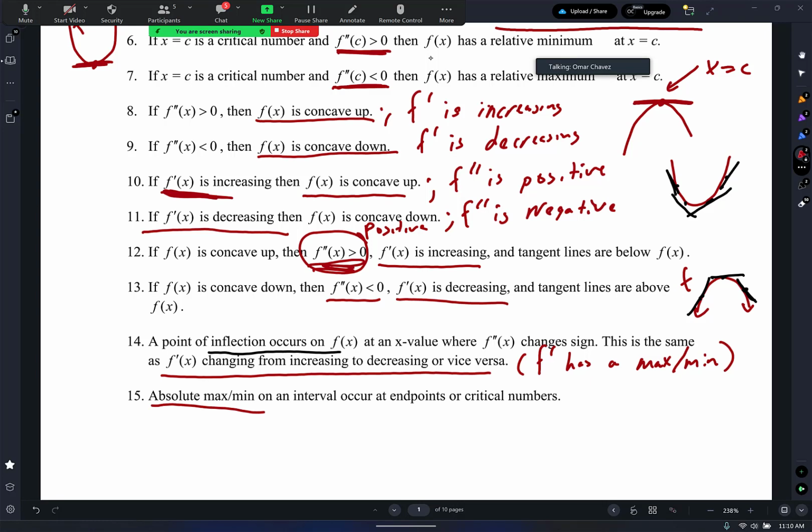And then absolute max min on the interval occurs at endpoints or critical numbers. So you can have an absolute max min at an endpoint. So that's why we always do a candidates test to check to see if we have a max or a min. So hopefully that made sense.